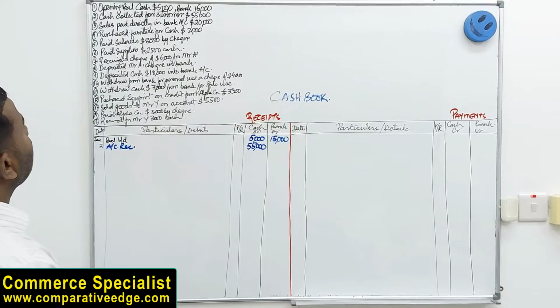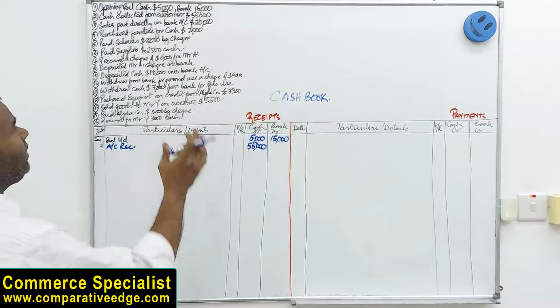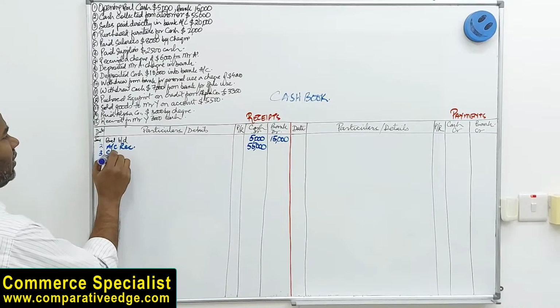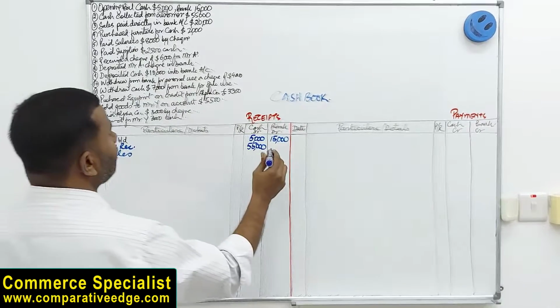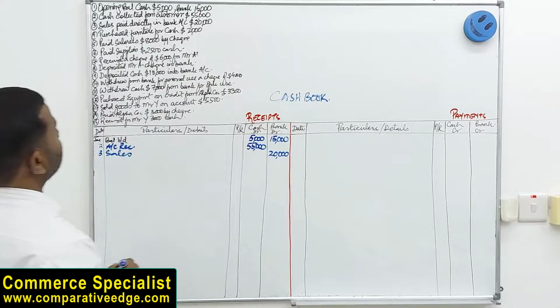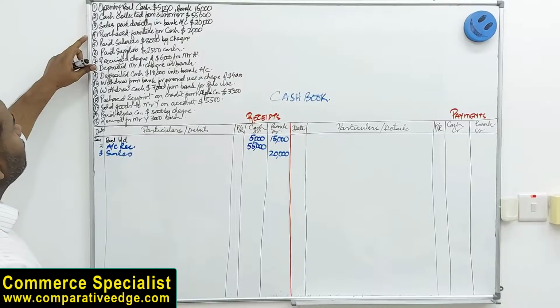collected from customer. Number 3, sales paid directly into the bank account. So again, paid means deposited, it's again coming in. Number 3, you just write sales here and it goes in the bank account because it is deposited directly in the bank, 20,000.